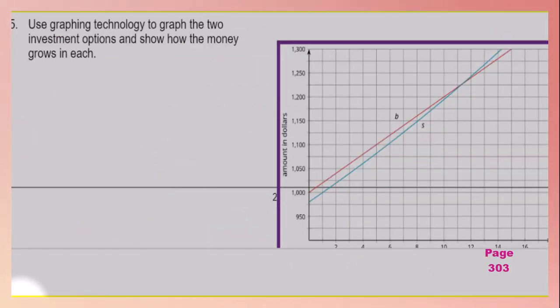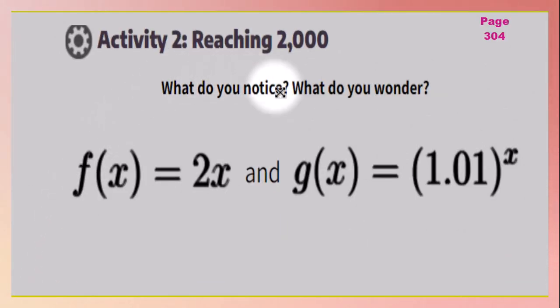All right, so practice using your graphing technology. See how it grows. Activity number 2 on page 304. What do you notice and what do you wonder? So just write down something that you notice, something that you wonder. It could be anything. You could notice that these are two different functions. We've called one function f, and one function g. With function f, we're multiplying 2 times our input. Our input is x. To get our answer, whatever x is, we multiply by 2. For g of x, we're going to take 1 and 100 and raise it to the x power.